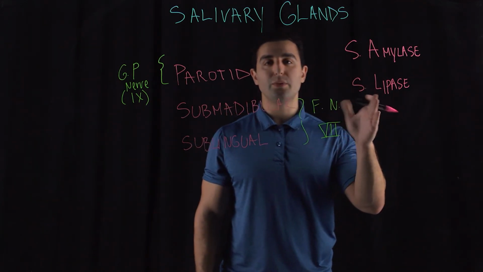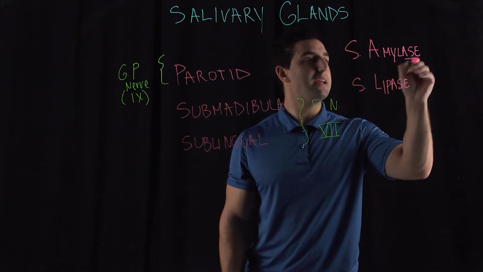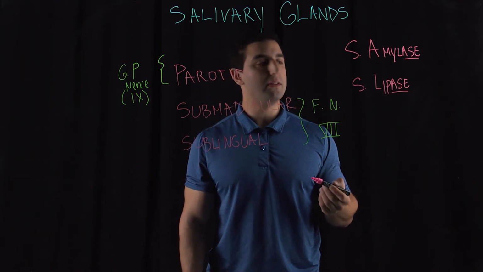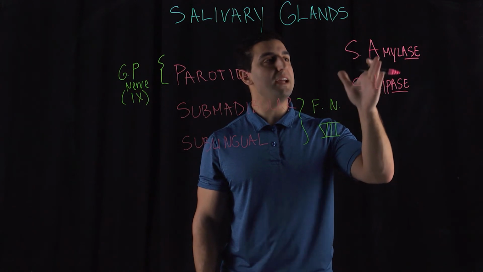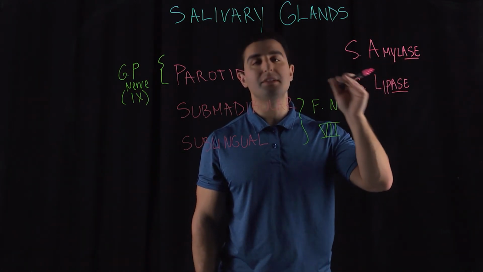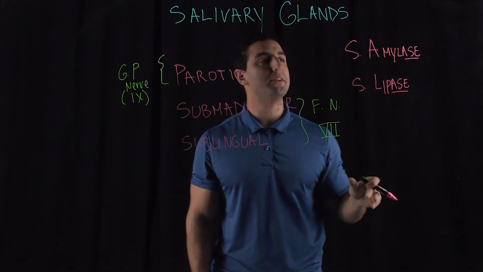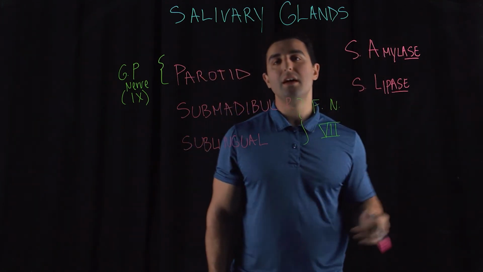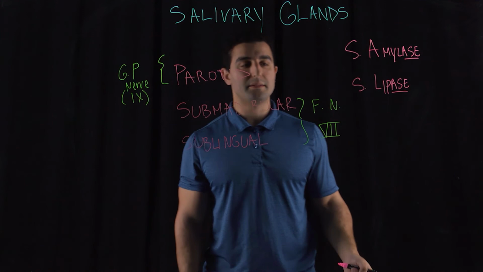Salivary lipases, so what do you think a lipase does? Every time you see the ending -ase, the majority of the time it means to break down. Most enzymes have this -ase ending because they're trying to break down certain materials. So amylases break down the starches, whereas the lipases break down the lipids and the fats.